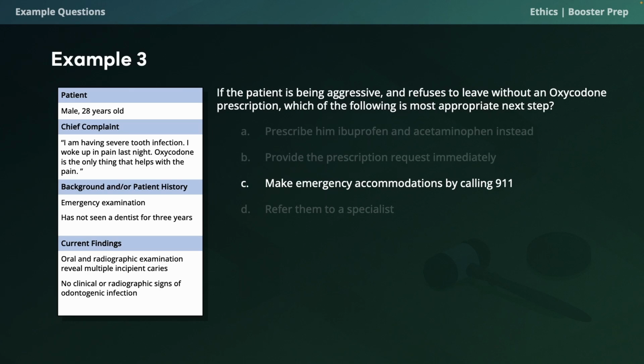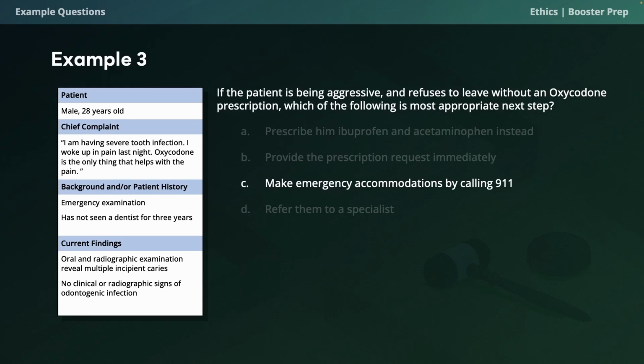B, for the same reason as option A, as dental providers, we're the ones responsible for making sure the prescribed medicine is necessary and effective. It's also kind of a red flag that the patient is coming in demanding oxycodone only, which is a controlled substance. And then D, refer them to a specialist.